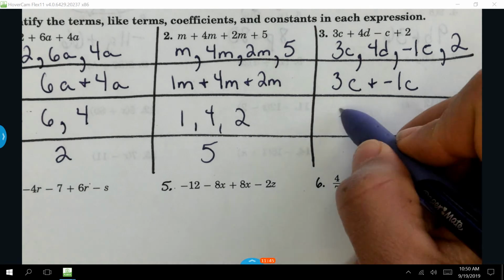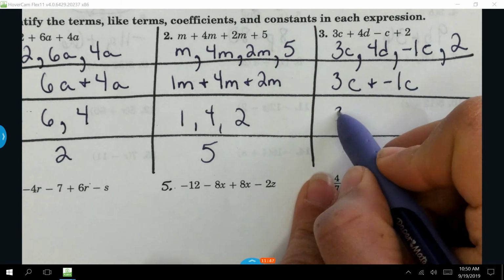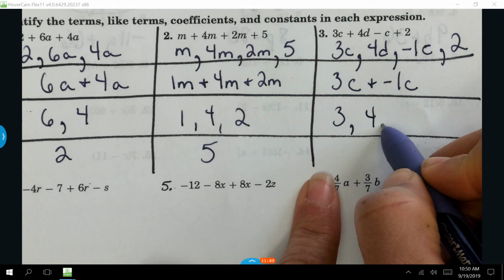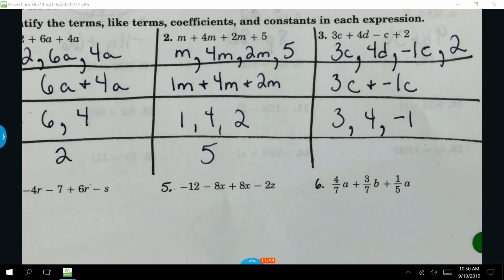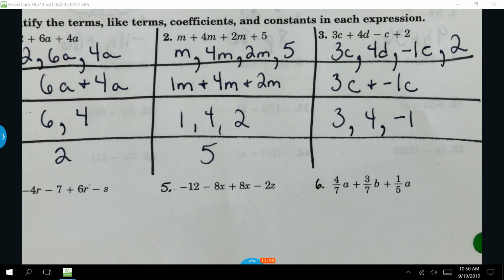Coefficients. 3, 4, and negative 1. Negative 1. Make sure you have the negative. That's why this is a good one to do. And it is possible not to have a constant at all.